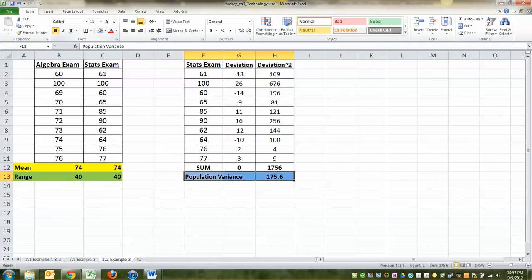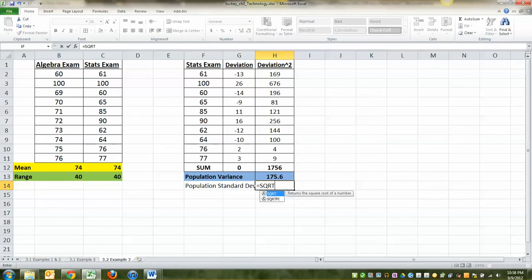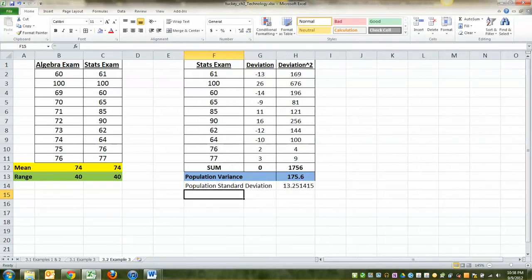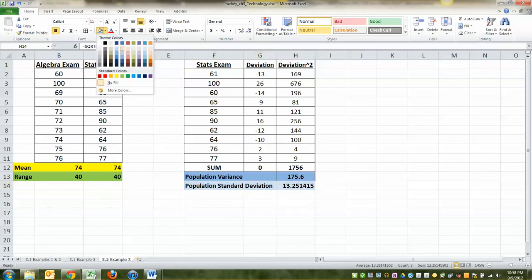How about blue? And then I want the population standard deviation, which will be equal to the square root, SQRT, of that number, 175.6. Hold on one second. All right, now what in the world am I talking about? What am I doing? Well, let me show you. First, I'm going to make this light blue.